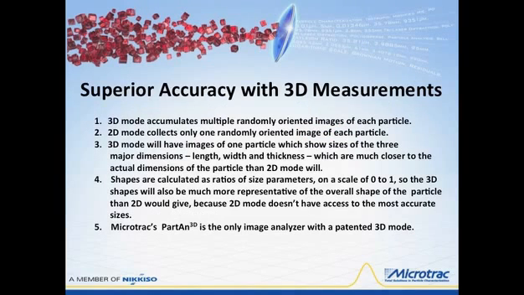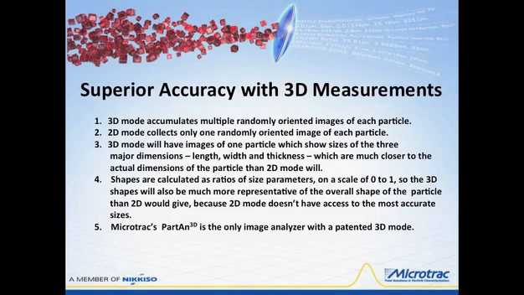In summary, here are the three major points to remember about the 3D mode analysis. 3D mode accumulates multiple randomly oriented images of each particle. The 2D mode collects only one randomly oriented image of each particle. The 3D mode will have images of one particle which show sizes of the three major dimensions, length, width, and thickness, which are much closer to the actual dimensions of the particle than the 2D mode will show.